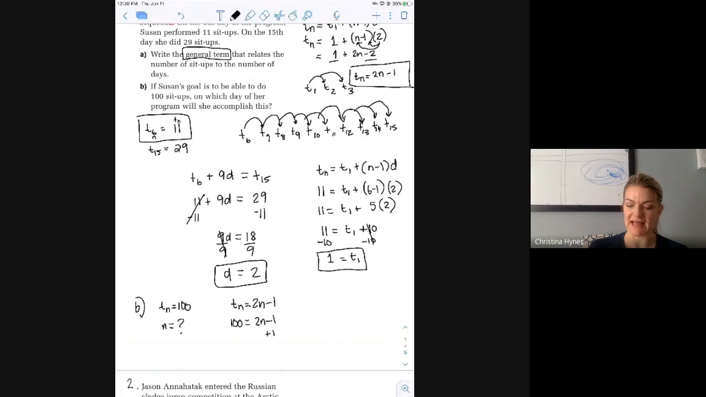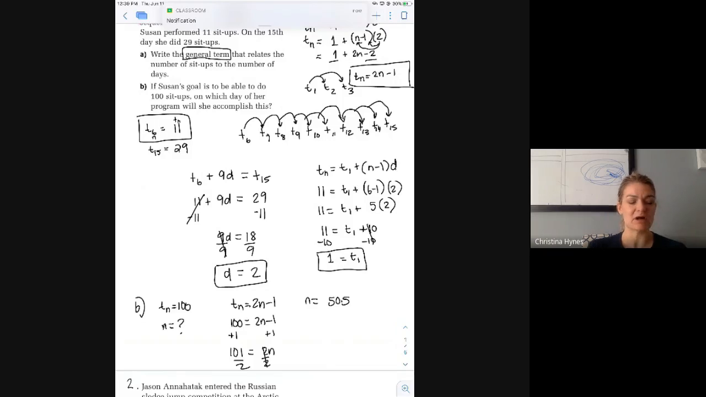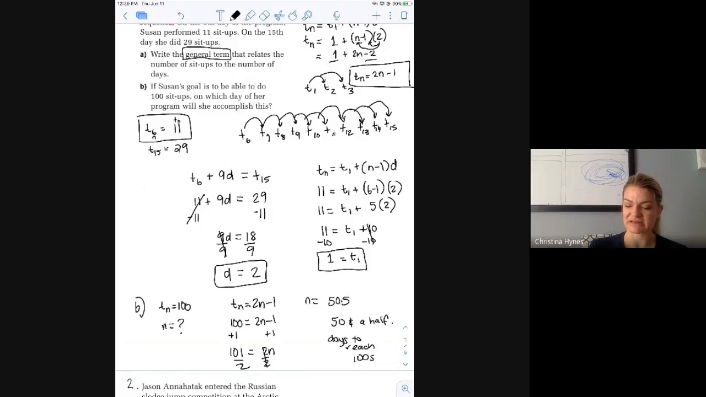So I would add 1 to both sides. 101 equals 2n. And then we just need to divide by 2. So n equals approximately 50.5. So it's going to take about 50 and a half days. So we can say that it takes 50 and a half days to reach 100 sit-ups. So that's our little summary statement, okay?